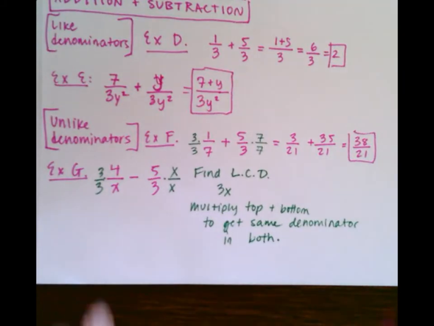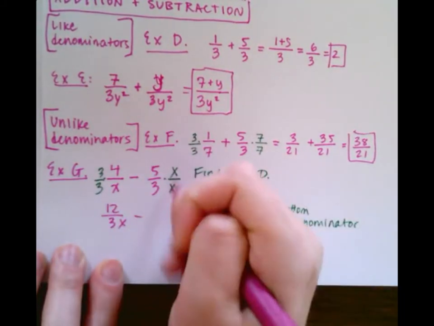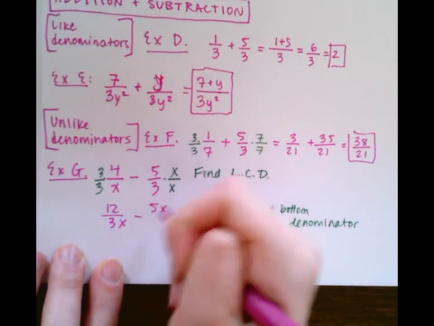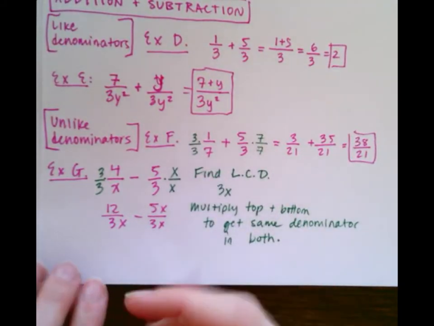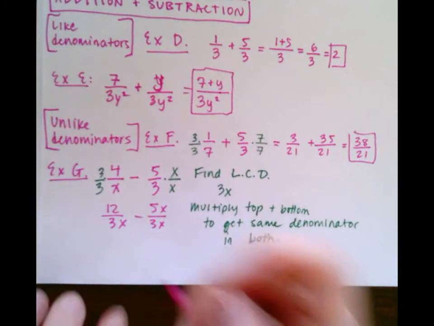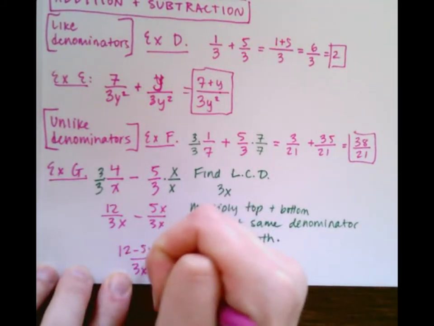So on the first one, I get 12 over 3x, and on the second one, I get 5x over 3x. Then I'm going to just subtract on the top and keep the same denominator. So I get 3x on the bottom and 12 minus 5x on top.